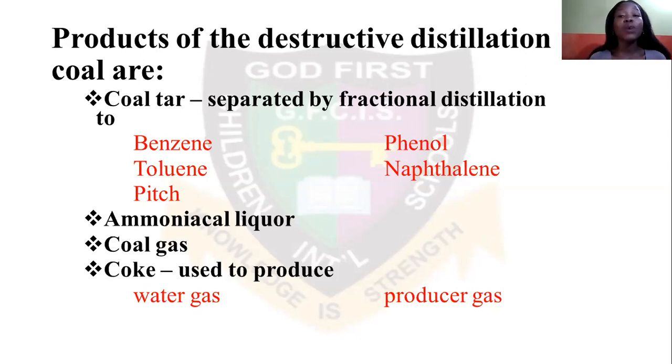Then the last one is coke, which is an amorphous form of carbon. That means coal itself is a carbon compound that is joined together, but coke is actually about 98% carbon alone. So now coke is used majorly as fuel. Then it is used to produce water gas and producer gas.